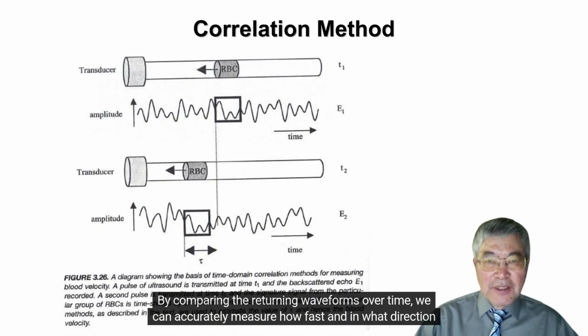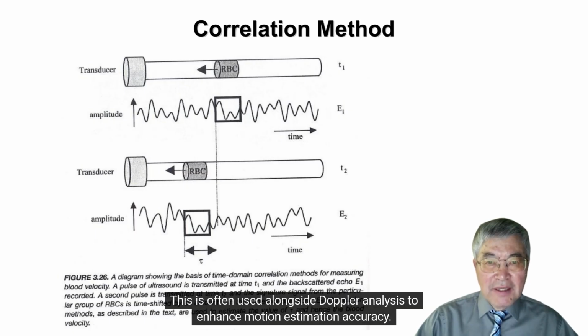By comparing the returning waveforms over time, we can accurately measure how fast and in what direction the blood or tissue is moving. This is often used alongside Doppler analysis to enhance motion estimation accuracy.